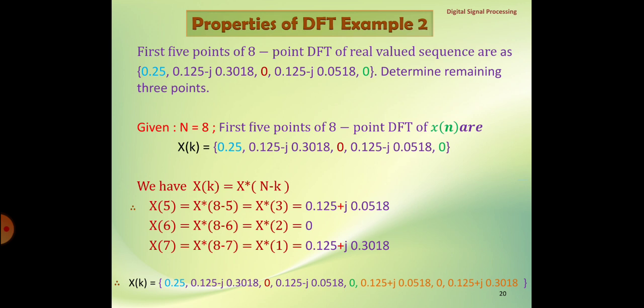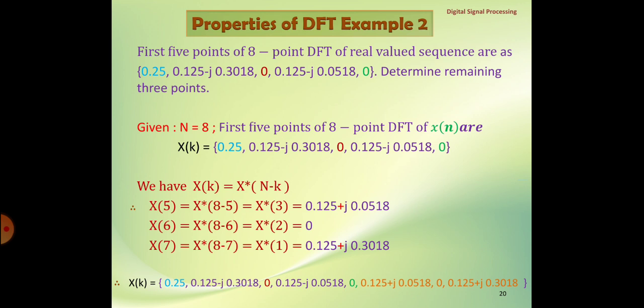Now we'll see another example. The first 5 points of the 8-point DFT of a real valued sequence are 0.25, 0.125 minus j 0.3018, 0, 0.125 minus j 0.0518, 0. Determine the remaining 3 points. Actually, what they have said is they have calculated the 8-point DFT of a sequence, meaning in the answer there should be 8 values. Out of these 8 values they have given only 5 values, that is, X of 0, 1, 2, 3 and 4. We have to calculate X of 5, 6 and 7, and to calculate these values we have to use the property of complex conjugate.